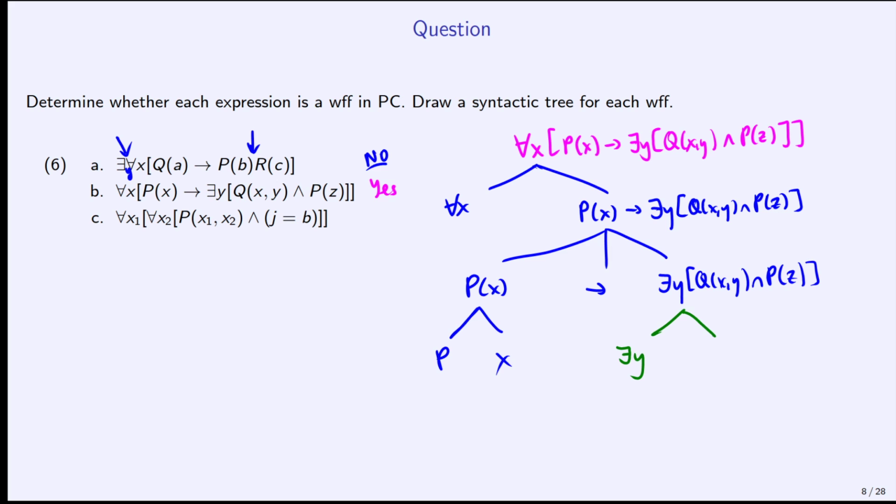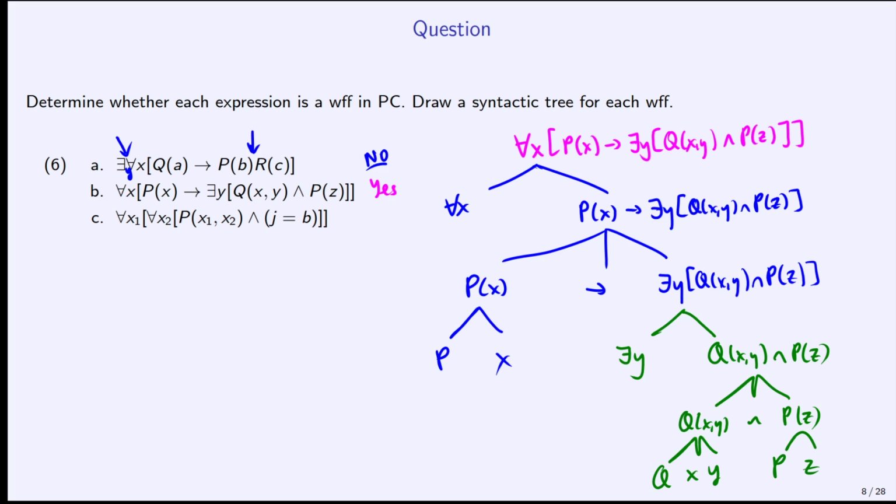So there is exists a y. Then we're left with Qxy and Pz on the right. Okay, Qxy and Pz, this splits up into 3 components: Qxy, the conjunction, and then Pz. Finally, these predicates all break down into their individual components, so Qxy breaks down into Q, x and y, and Pz breaks down into P and z. So this is the syntactic tree for the second question here, 6b, which is a well-formed formula.